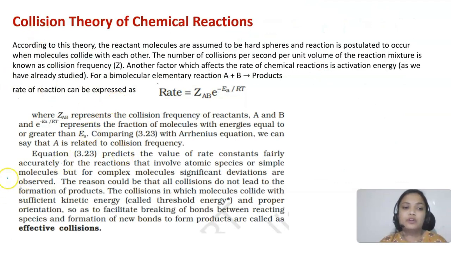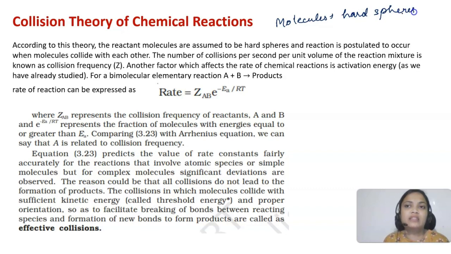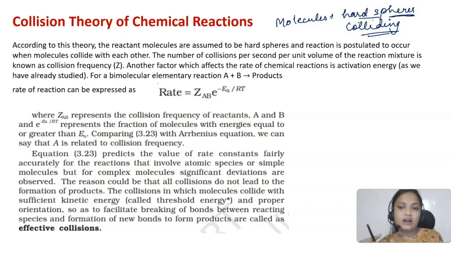Next is another important concept, which is collision theory: how the reactions take place. Collision theory of chemical reaction. Okay, students, what is collision theory? According to this theory, we are considering the molecules to be hard spheres. We are assuming that molecules are hard spheres and they are colliding with each other, right? Like you have studied collisions in physics, elastic and inelastic collisions. So it is assumed that these molecules are colliding with each other and then gaining sufficient energy to overcome the energy barrier and then convert into products.